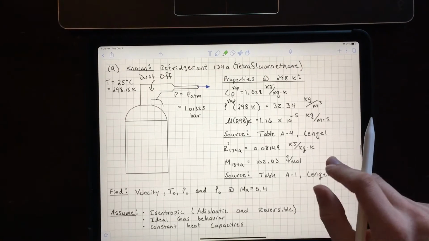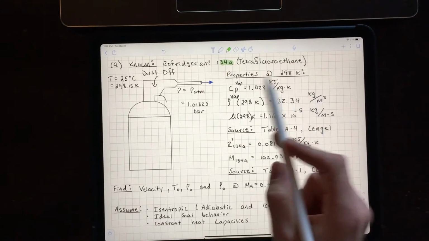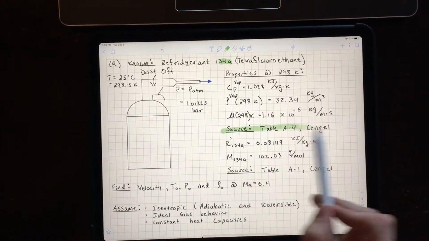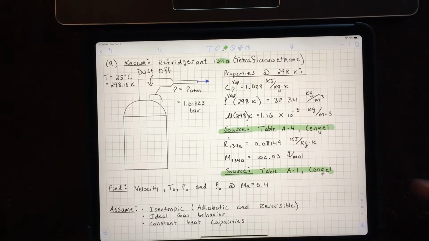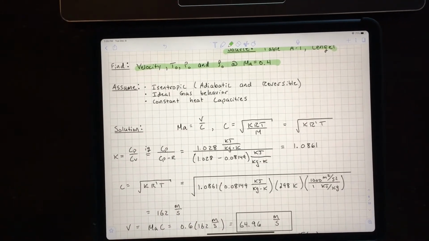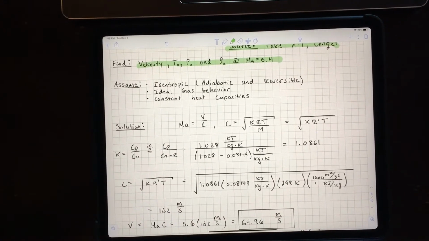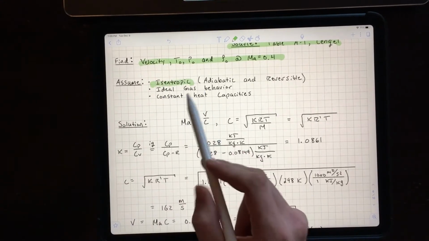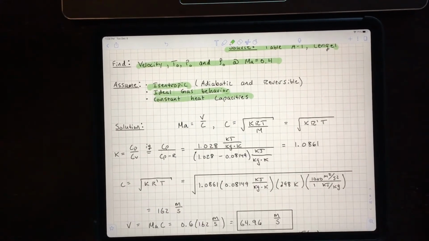The next problem talks about topic 9, compressible flow. So we have a refrigerant coming out of a dust-off can. At a specific temperature, we can then look up the values for this refrigerant from these sources. We're going to find the velocity, the stagnation temperature, pressure, and density coming out of the can at a Mach number. We're going to assume isentropic, ideal gas behavior, and constant heat capacities.